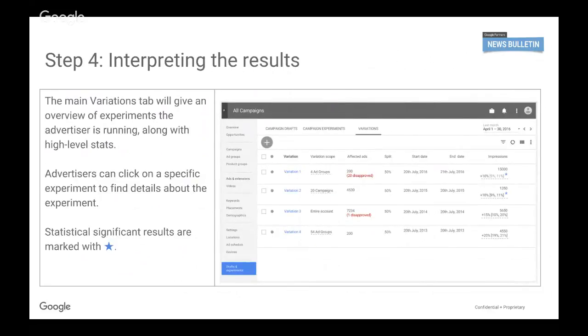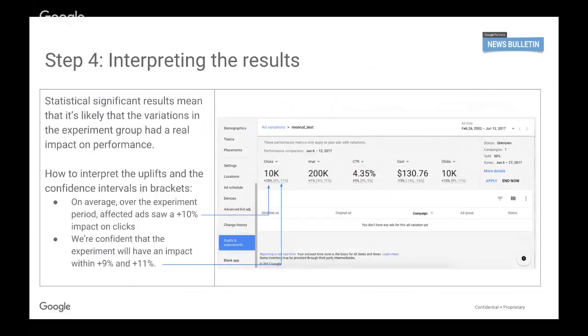And then what I really like about the ad variations tool is that it gives you really great reports to interpret the results. So you can see what the uplift has been for any metric that you would like to see it for. So CTR could be relevant, click-through rate, the amount of clicks, or even amount of conversions. And you can see that the statistically significant results will be marked with a star. So it's really easy and quick for you to see what the result has been.